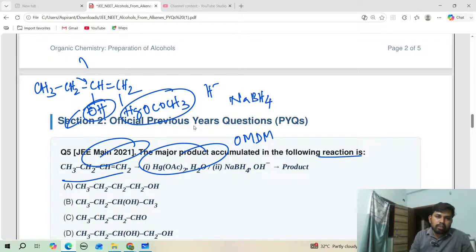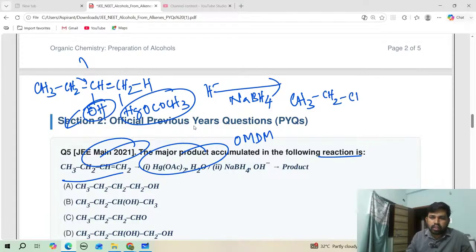Okay, this is later it will become H here. This one will go. So finally we'll get this like this: CH3, CH2, here CHOH, and here CH3. So we'll get here CH3, CH3, CH2, OH, CH2.